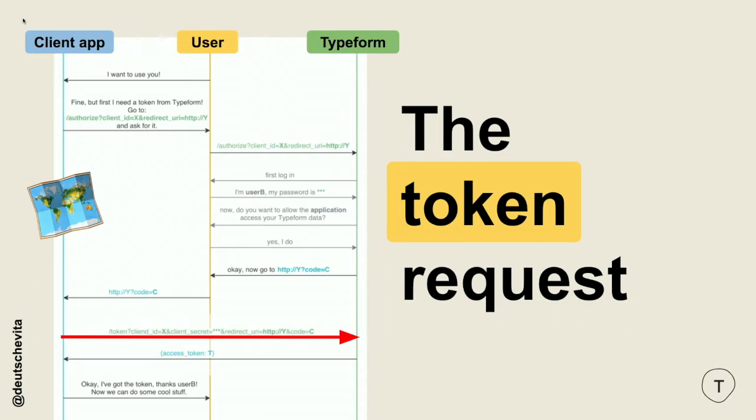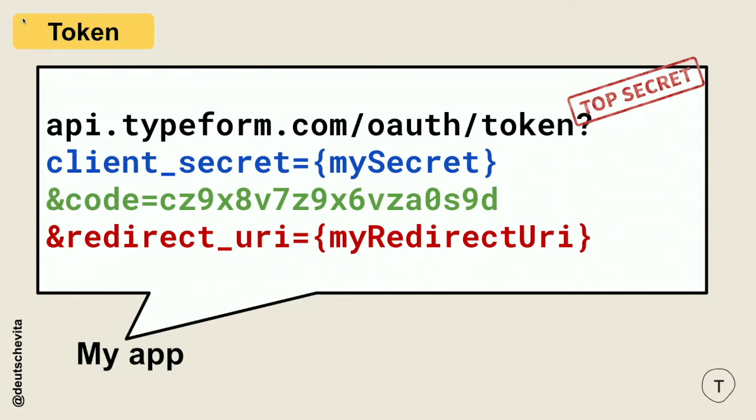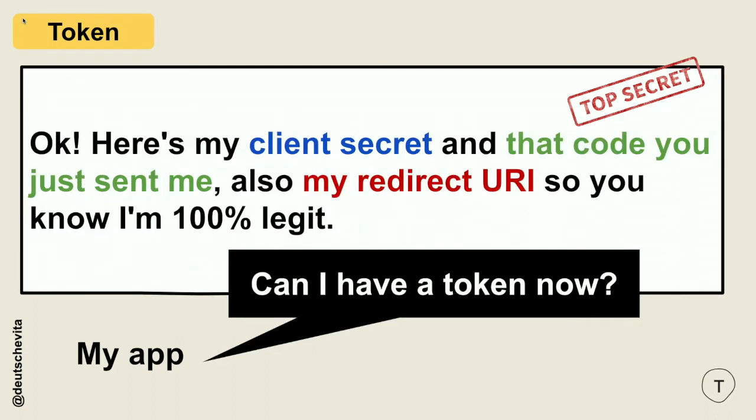So it will look something like this. It's again a request to an endpoint in Typeform's API, and it will have the client secret, the temporary code that I just got, and again the redirect URI for verification purposes. And what this means is something like this. Okay, Typeform, here's my client secret and that code that you just sent me. Also my redirect URI, so you know that I'm 100% legit. Can I have a token now?